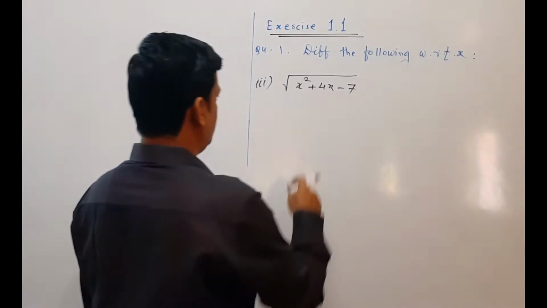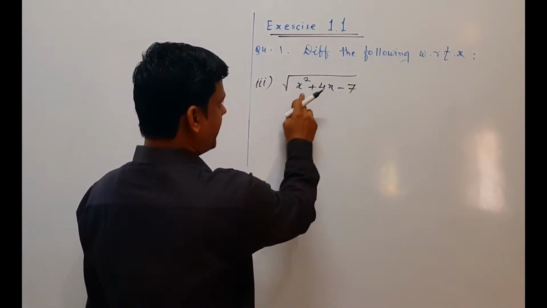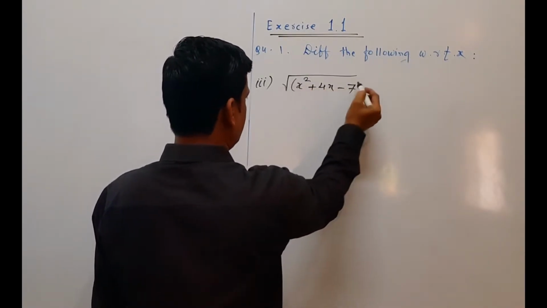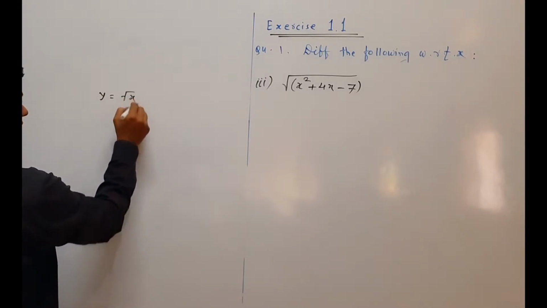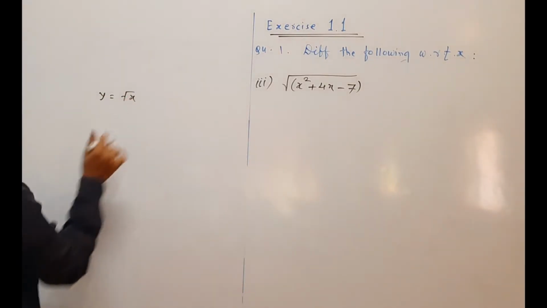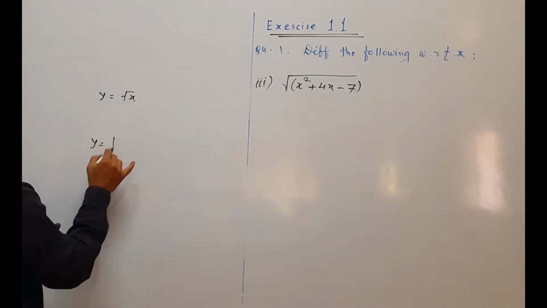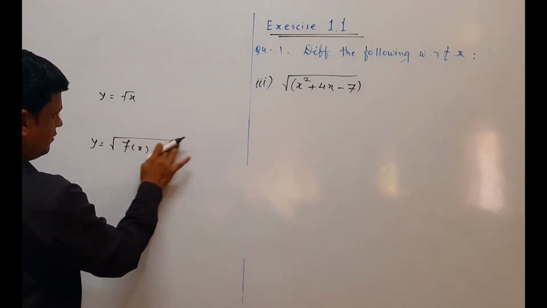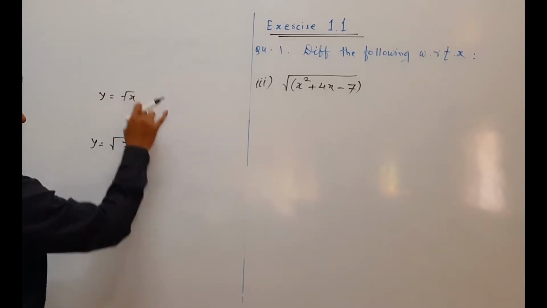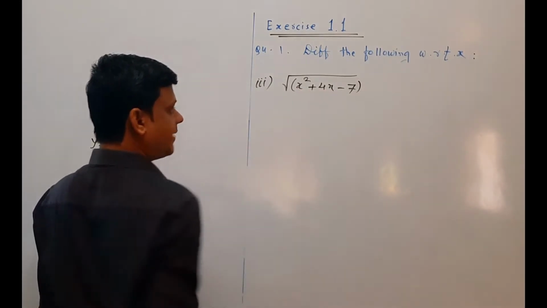Now see third sub-question, square root of x square plus 4x minus 7. So first we see this is of the form y is equal to root x. So in place of x we consider here y is equal to root of f of x, because in place of x here is the value x square plus 4x minus 7.